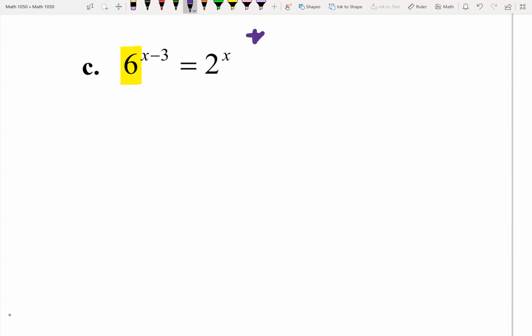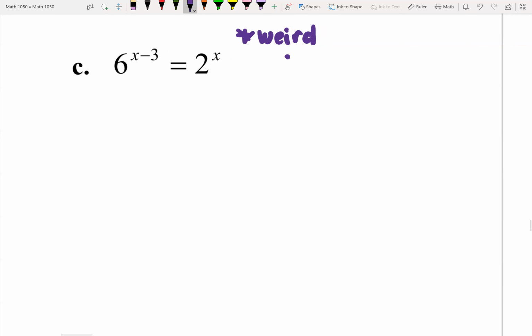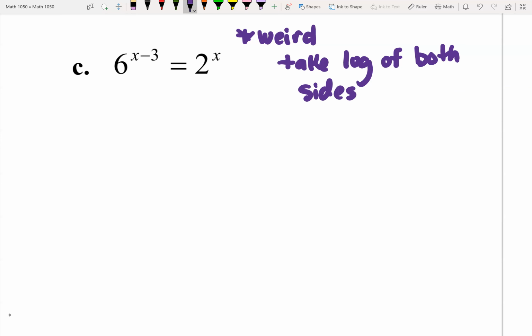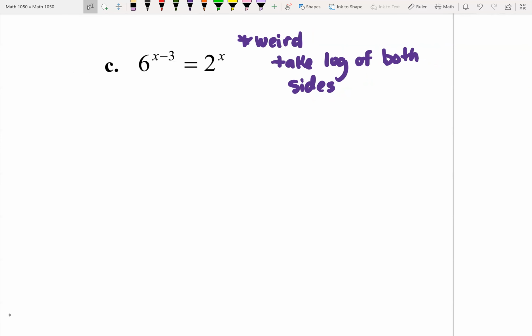So right here, I want you to write the word weird. I know it's weird to write the word weird, but that little word is going to go, oh yeah, it's weird. So you have to do that one method, okay? Why is it weird? Because I can't turn a 6 into a 2. So if it's weird, what you're going to do is take the log of both sides. The only time I ever want you to take the log of both sides is if it's weird, okay?